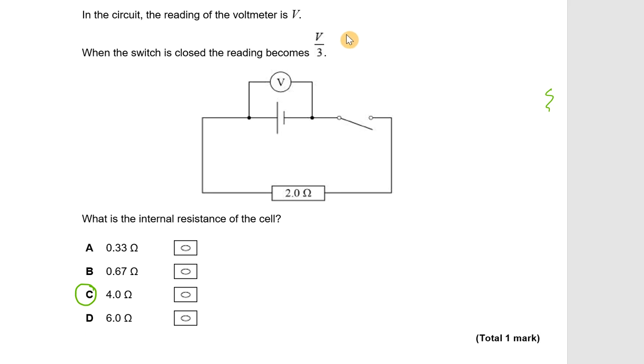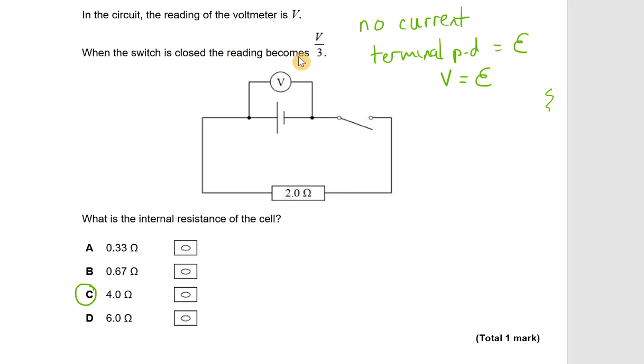Well, the first thing I want to say is when there's no current in a circuit, the terminal PD, that is the potential difference that you read across the battery from one terminal of the battery to the other, will equal the EMF. So in this case, when the switch is open, the reading on the voltmeter is V, so V is the EMF.